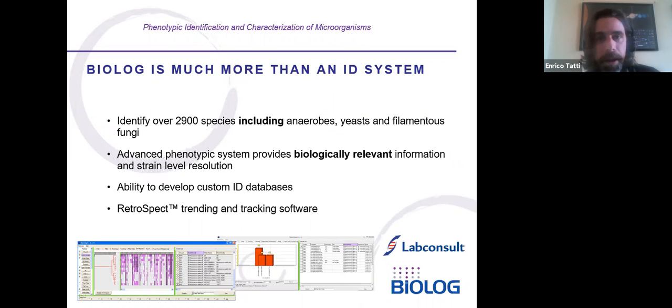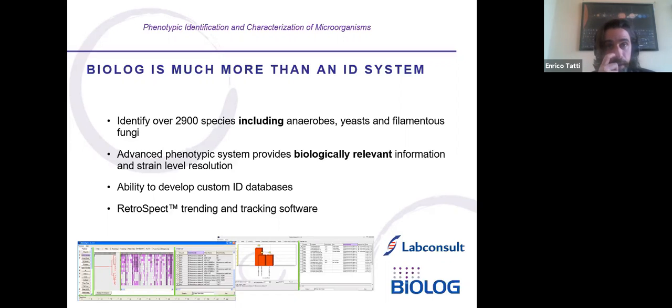So all that to sum up, I got to the end, to the ID part. Biolog, I think, is much more than an ID system. It allows you to identify, if you put all the databases in the same computer, over almost 3,000 different species. That includes the anaerobes, the yeast, the bacteria, and the filamentous fungi. And the phenotypic system, the analysis per se, gives you an ID, but also provides biologically relevant information that you can use to go to a resolution that is at the strain level most of the time.